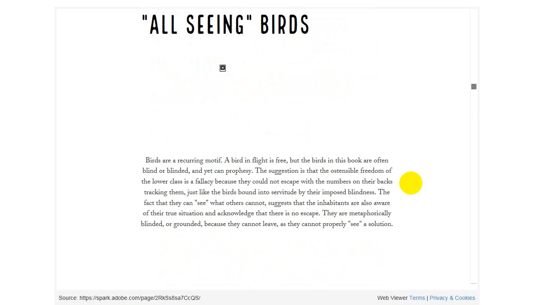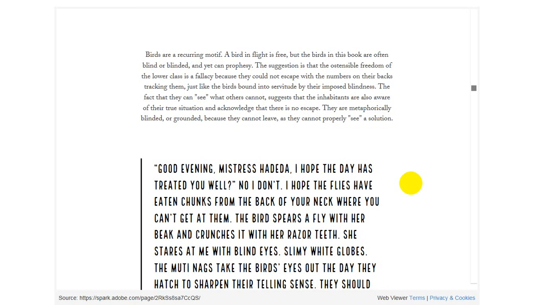Alright, they're all-seeing birds. The birds are a recurring motif in the novel. A bird in flight is free, but the birds in this book are often blind or blinded, and yet can prophesy. The suggestion is that the ostensible freedom of the low classes is a fallacy, because they could not escape with the numbers on their backs tracking them, just like the birds are bound into servitude by the imposed blindness. The fact that they can see what others cannot suggests that the inhabitants are also aware of their true situation and acknowledge that there's no escape. They are metaphorically blinded or grounded because they cannot leave, as they cannot see a solution.